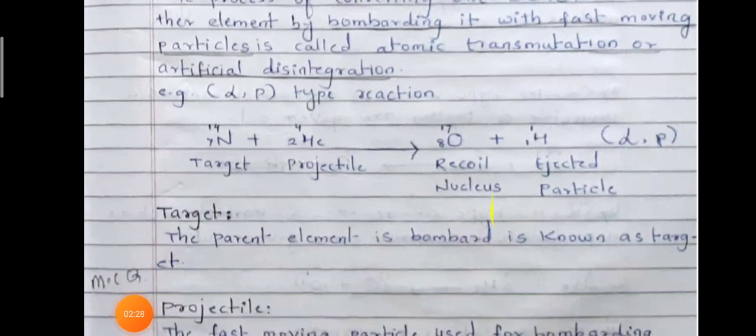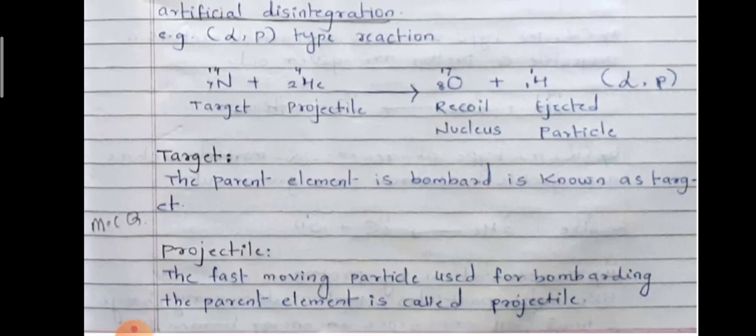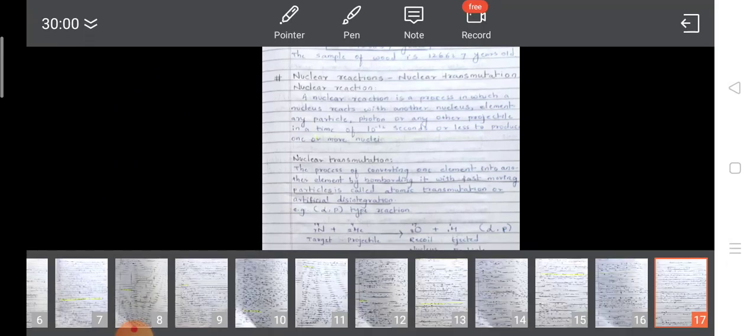From the MCQ point of view, these terms are very much important. Now what is the target? Target is the parent element which is bombarded. What is the projectile? Projectile is a fast moving particle used for bombarding the parent element. This is very much important as far as the MCQ is concerned.